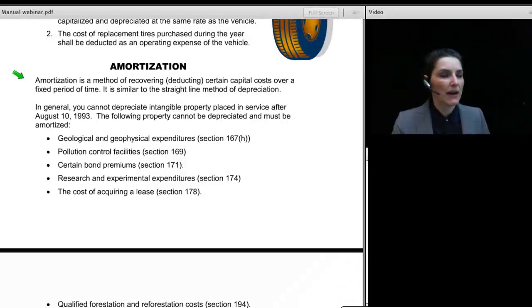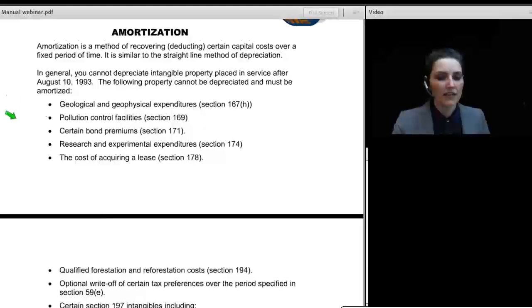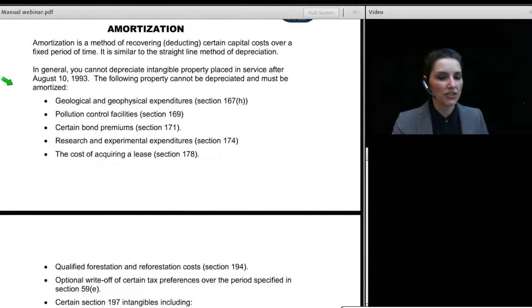So amortization is a method of recovering or deducting certain capital costs over a fixed period of time. It is similar to the straight line method of depreciation. In general, you cannot depreciate intangible property placed in service after October 10, 1993, but the following property cannot be depreciated and must be amortized, including geological and geophysical expenditures. And you'll notice next to each of these I have a section code described. That section code is important because anytime you amortize property, the IRS wants to know what section code you are claiming amortization under. And so you have to go to that section code and follow the amortization rules that apply to that code.